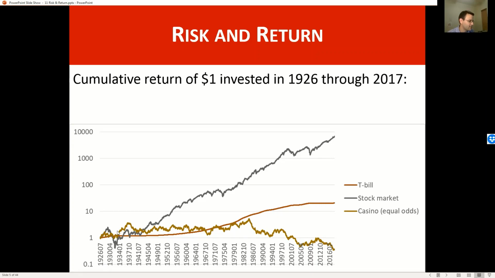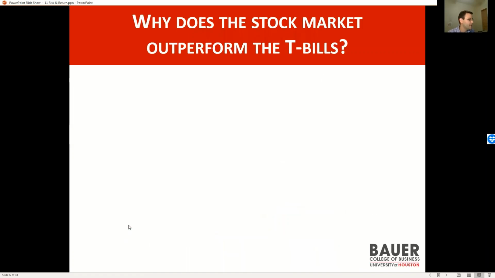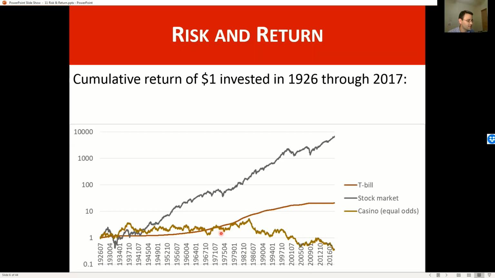And maybe not surprisingly, you start with $1 and you're taking all of these bets. Sometimes you get a little bit lucky and that $1 grows, but then sometimes you get unlucky, the $1 falls, and you're left with about where you started. You didn't earn any return. However, you can take a lot of risk that way.